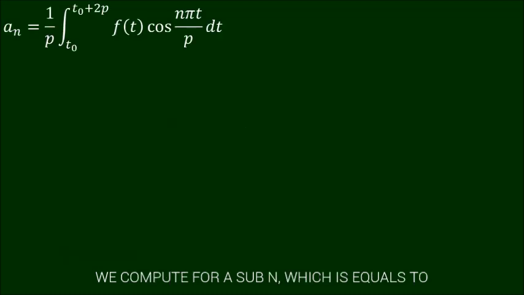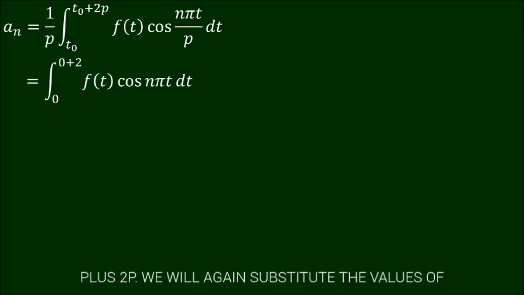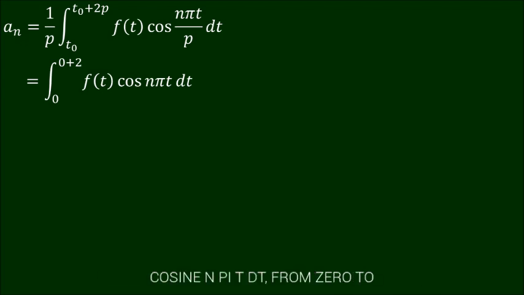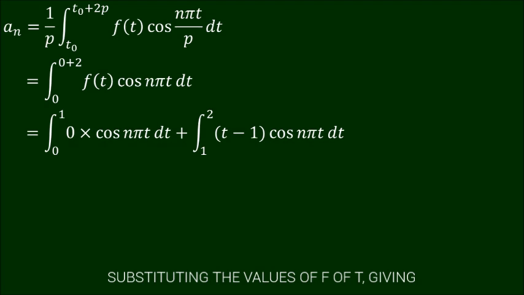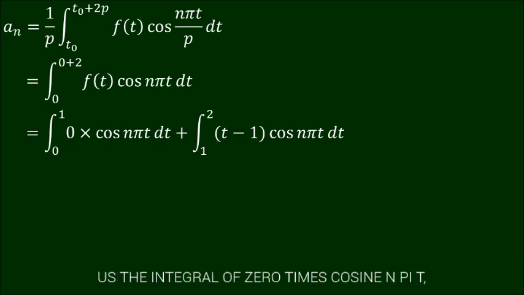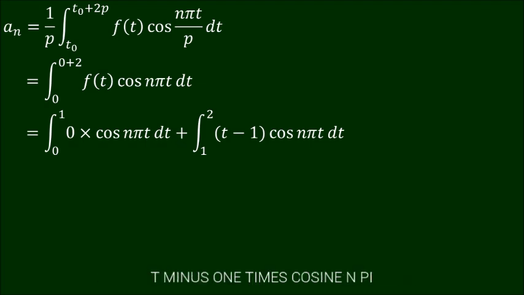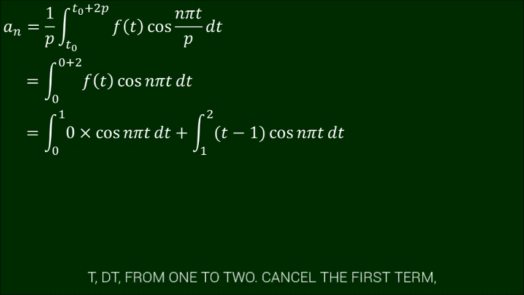Next, we compute for a sub n, which is equal to 1 over p integral of f of t cosine n pi t over p dt from t sub 0 to t sub 0 plus 2p. We will again substitute the values of p and t. We will have the integral of f of t cosine n pi t dt from 0 to 0 plus 2. And we will have two integrals after substituting the value of f of t, giving us the integral of 0 times cosine n pi t dt from 0 to 1 plus the integral of t minus 1 times cosine n pi t dt from 1 to 2.